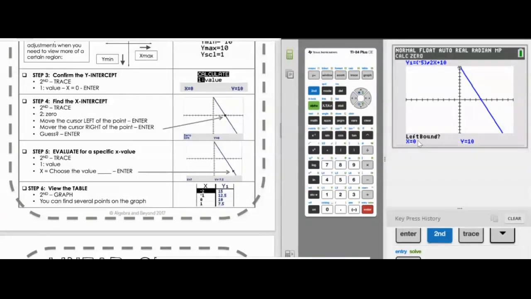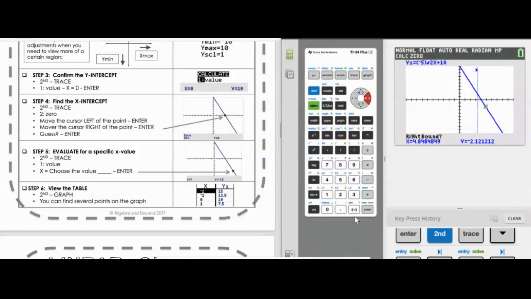The calculator says left bound. That simply means that you need to move your cursor close to the point, but stay on the left-hand side. When you get close, you can go ahead and hit enter. Now the calculator says right bound. Continue to move the cursor past your point so that you're on the right-hand side of that point. Hit enter.